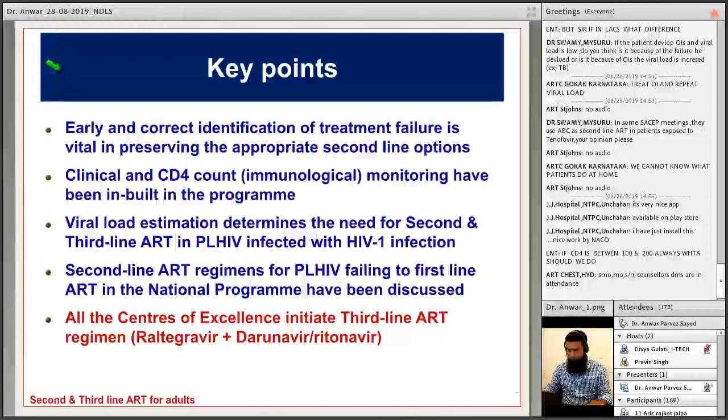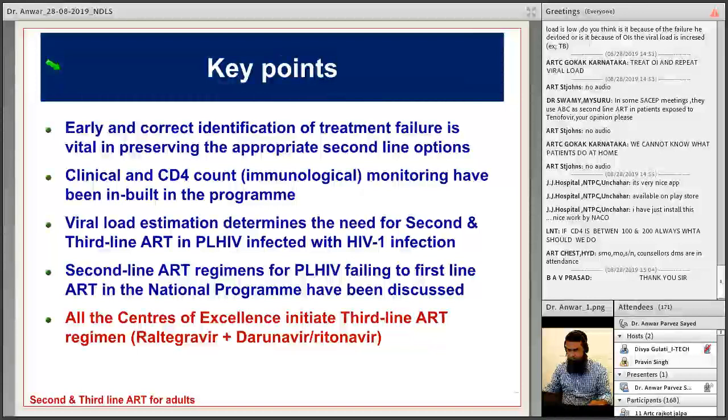And if they are on second line, take utmost precautions and closely monitor the patients immunologically and also virologically, so that you will know in time whenever the patient is not taking ART properly. And you need to reinforce and re-emphasize again and again the importance of adherence. Then only you will be able to have a successful outcome of ART medications. So I've finished my time.